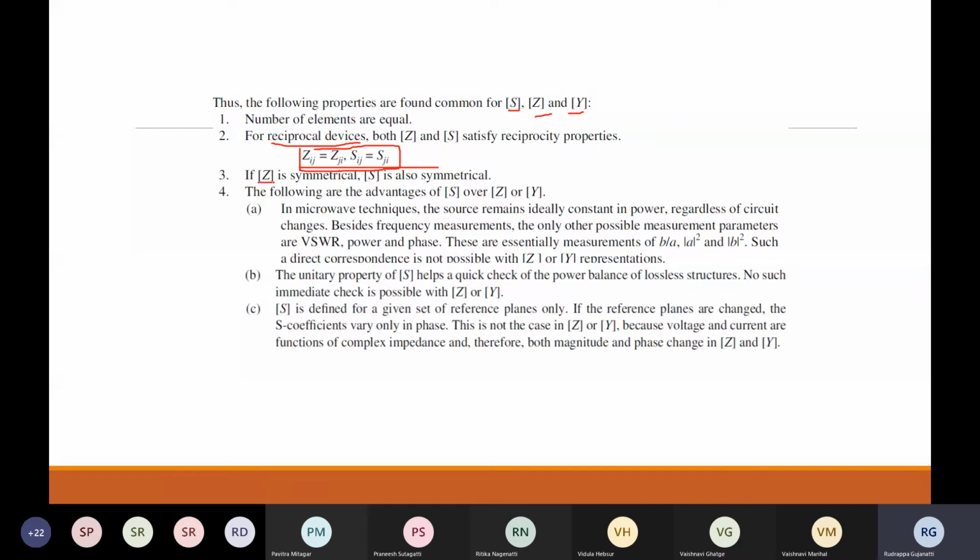Now, if Z is symmetrical, then it also implies that S will be symmetrical. So if I obtain the condition that Z is symmetrical, then we obtain even the condition that the S matrix also will be symmetrical in nature.